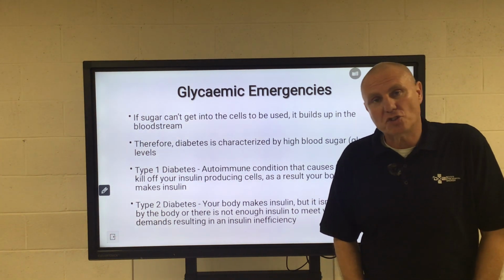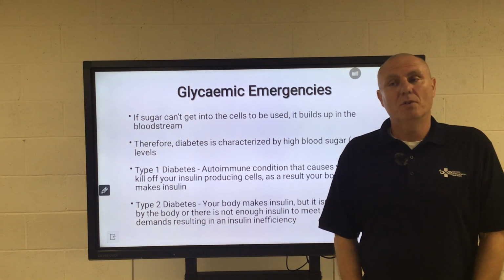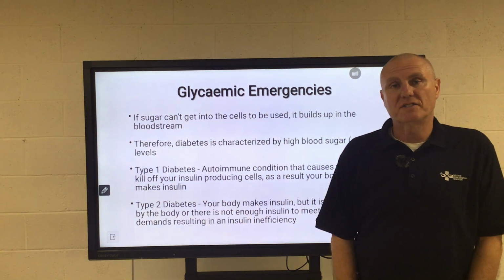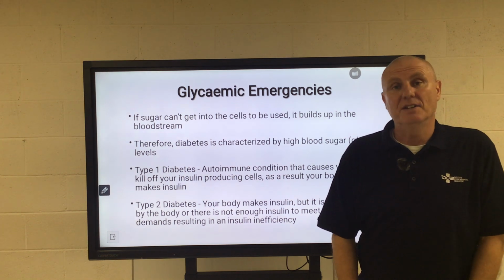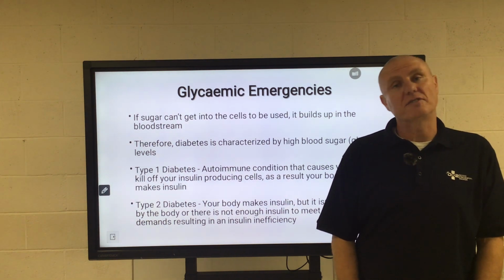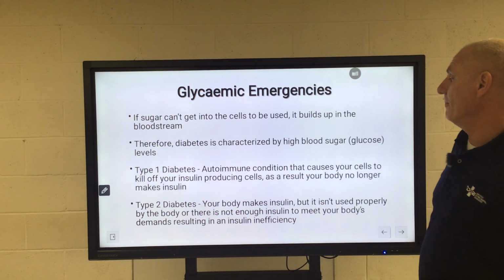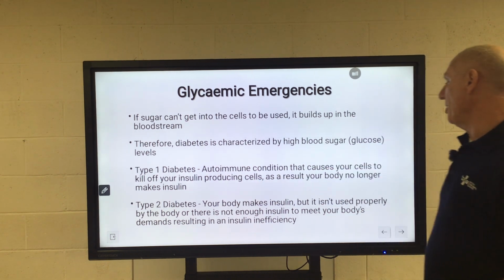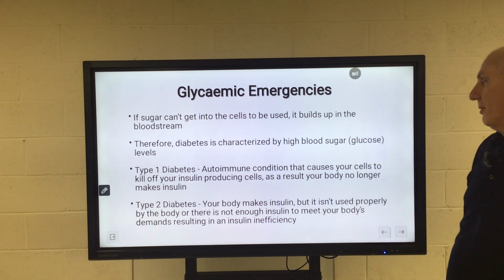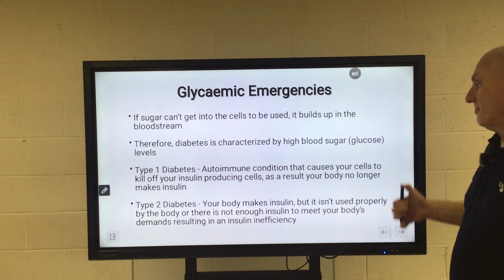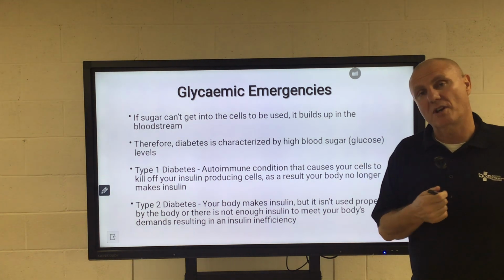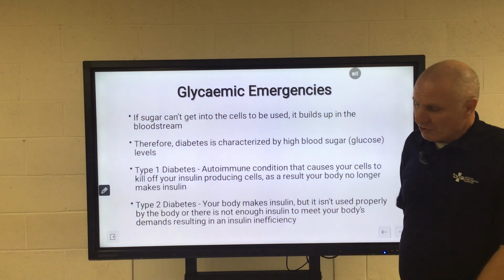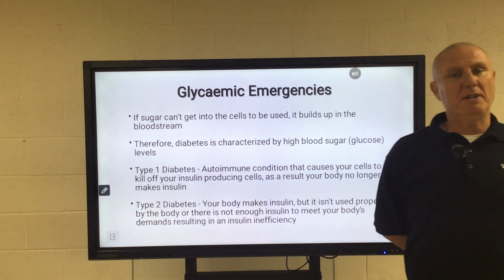It can also happen to your type 2 diabetics who have lifestyle issues or issues with the likes of uptaking insulin. If they do not change diets or lifestyles, they can become type 1 diabetics as well. In type 2 diabetes, your body makes insulin, but it isn't used properly by the body. There's not enough insulin to meet your body's demands, resulting in insufficiency. Either way we end up with high blood sugar levels. Children with high blood sugar levels, it's pretty bad.